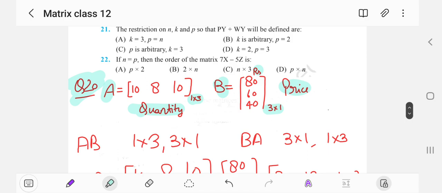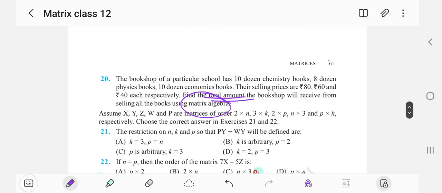If I check AB, the matrix multiplication of A and B is very well defined, because the number of columns is equal to the number of rows, hence it is well defined. Also the multiplication BA is well defined, because the number of columns is equal to the number of rows, hence this is also well defined. Now which multiplication should we do? We have to do the multiplication so that we can find a single total value. We have to reach a single total value.